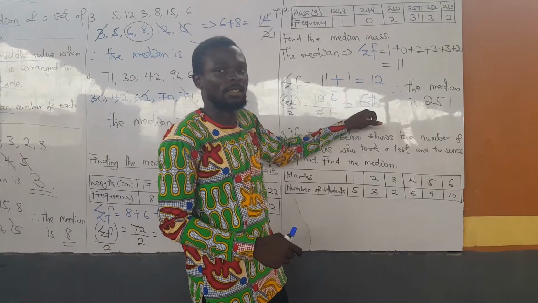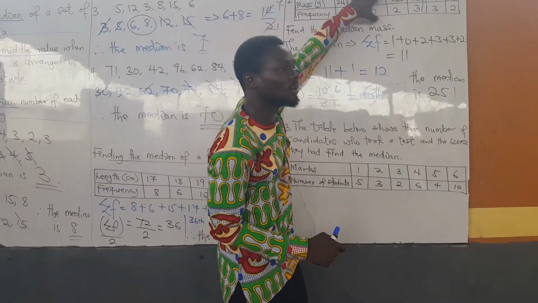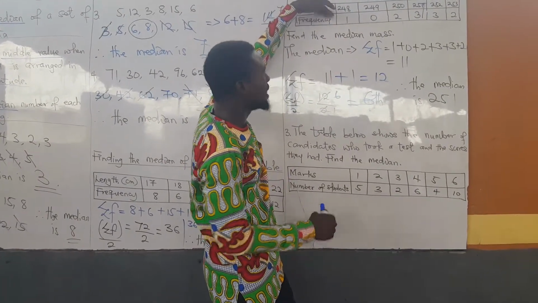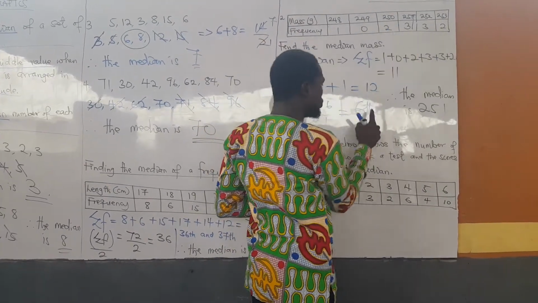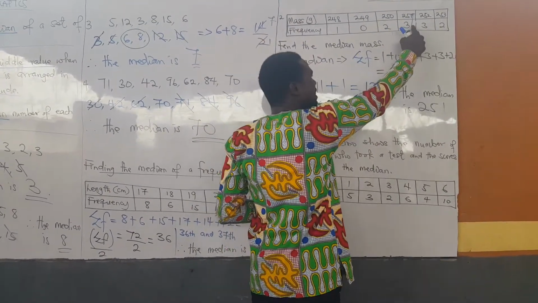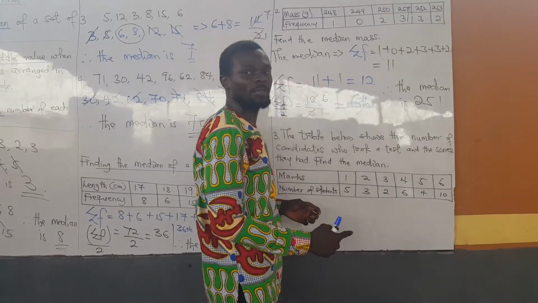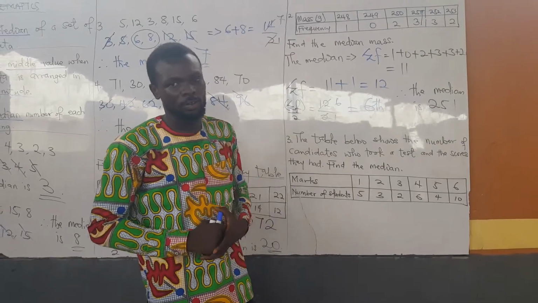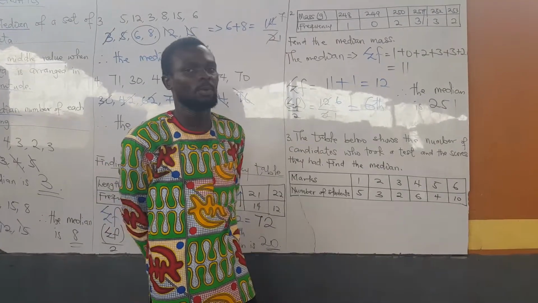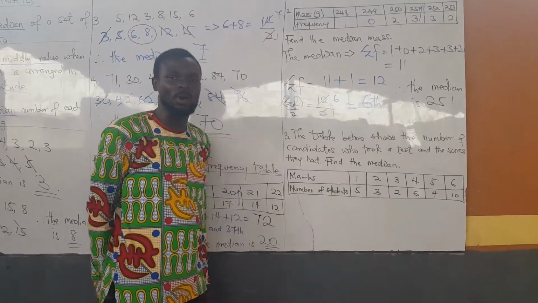So this 6, come to the frequency table and locate the frequency. Starting from the first value, keep on adding the values till you get 6. When you get 6, you link it to its corresponding value, and that will be your median for the frequency table. Let's look at the last one.